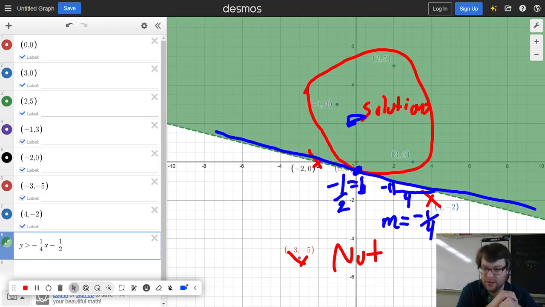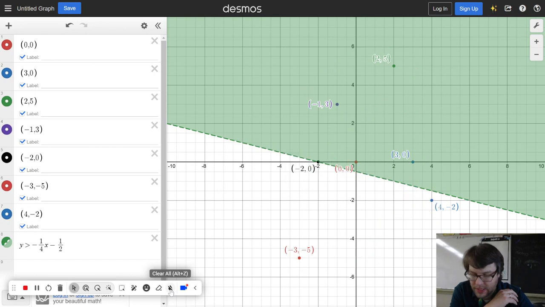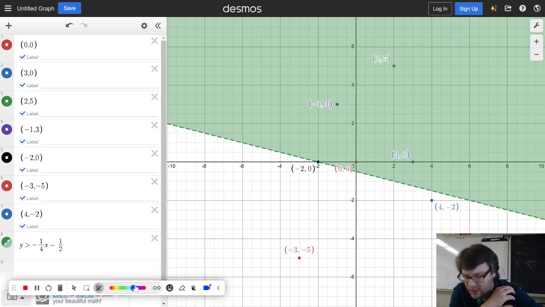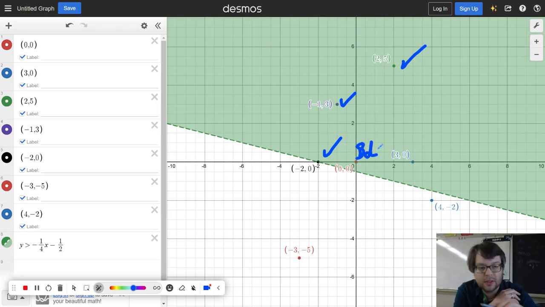Okay, so that was the first problem on there. The next problem has the same points, and I'll just leave that up so you can see it there, but it just changes which ones we want to be solutions. So we'll just go over the process again. The second problem says we want 2, 5, we want -1, 3, and -2, 0 as solutions. And we want 0, 0 to be on the boundary, okay?